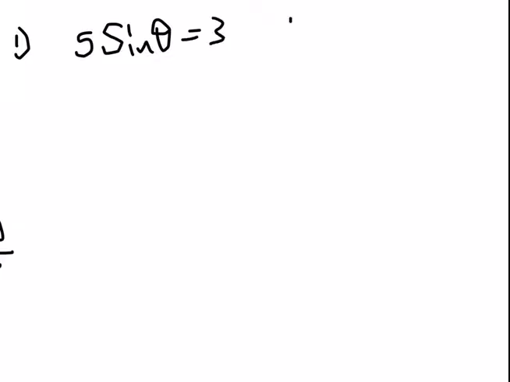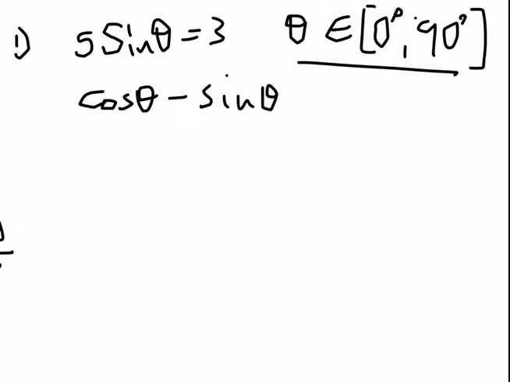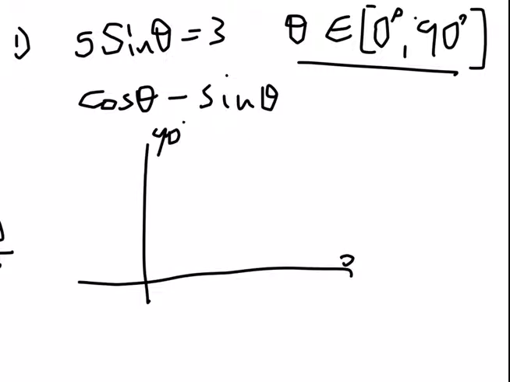Here I have an example where theta is an element of 0 and 90 degrees. Again, they would say calculate without the use of a calculator and with the aid of a diagram. In this case, they would want you to calculate cos theta minus sine theta. This alone already tells you that what you are dealing with is from 0 degrees to 90 degrees. So it automatically makes it the first quadrant. That one is an easy one.